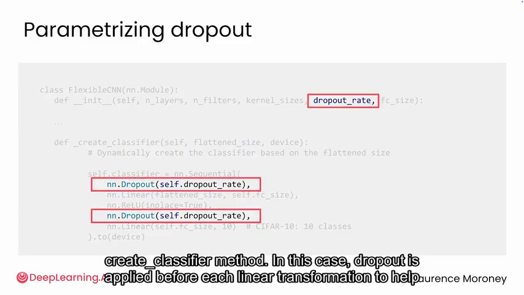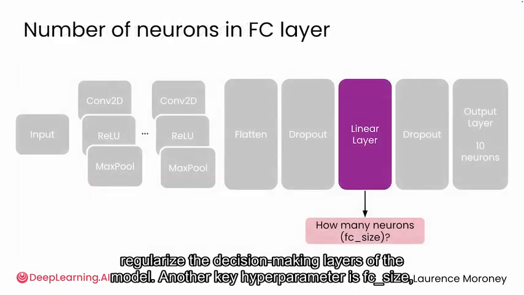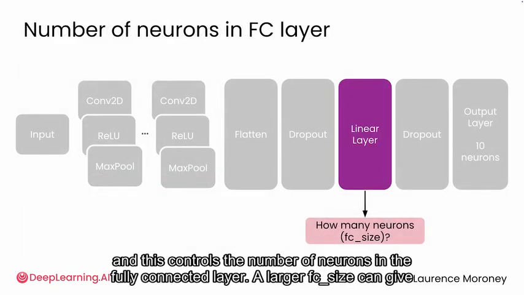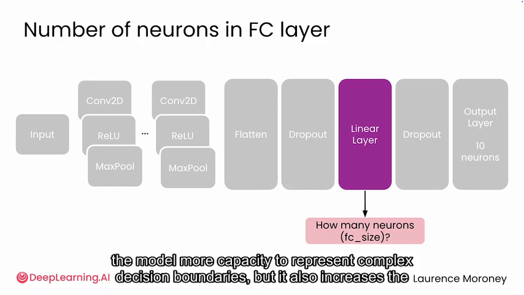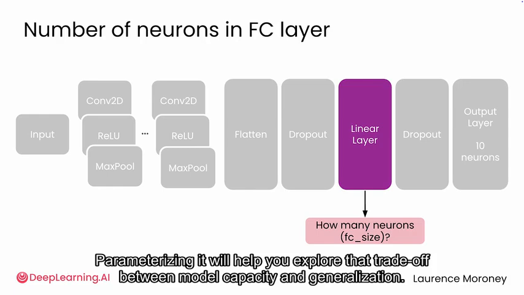In this case, dropout is applied before each linear transformation to help regularize the decision-making layers of the model. Another key hyperparameter is FC size, and this controls the number of neurons in the fully connected layer. A larger FC size can give the model more capacity to represent complex decision boundaries, but it also increases the risk of overfitting, and it requires more data to train effectively. Parameterizing it will help you explore that trade-off between model capacity and generalization.